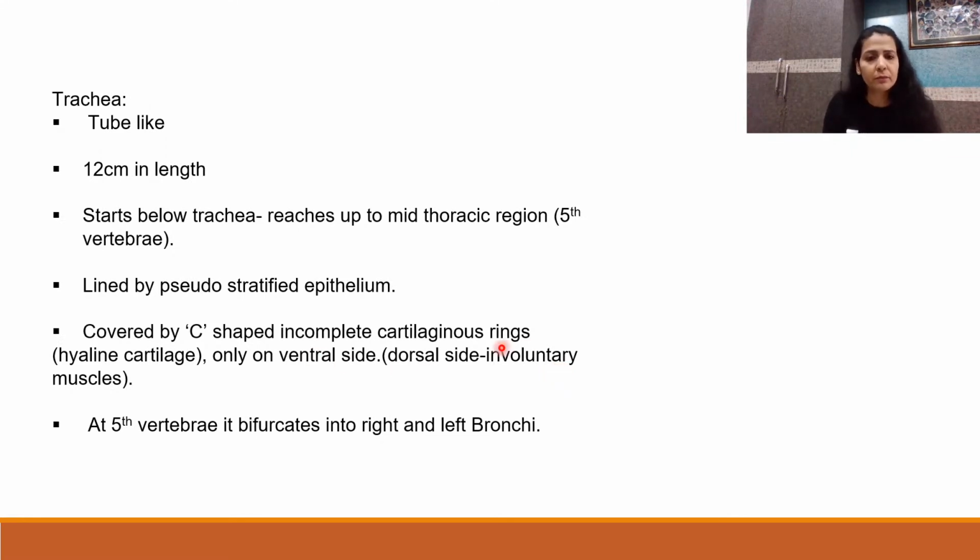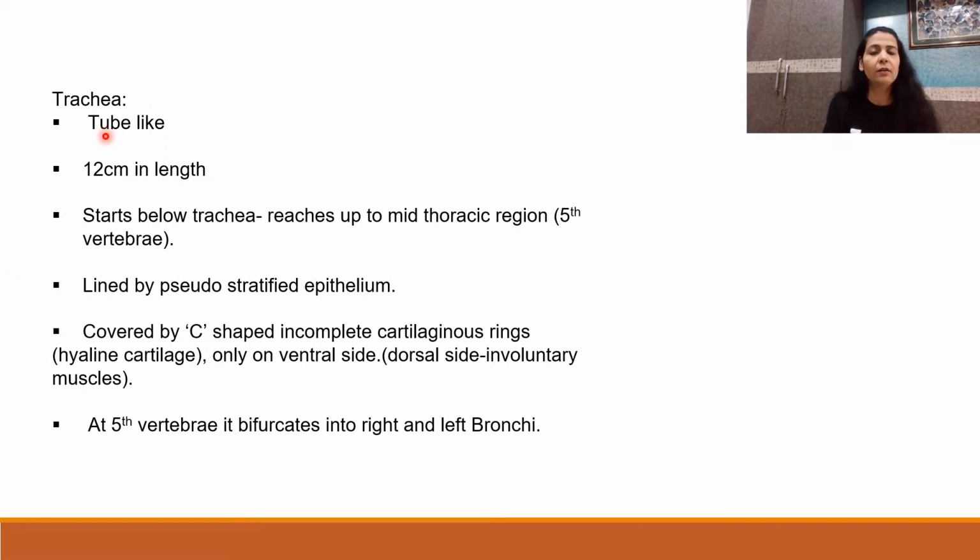All right. And on the dorsal side, there are involuntary muscles. Reason? They keep the trachea intact. In the absence of the air, the trachea might fall down. This should not happen. All right. And at the level of fifth vertebrae, it bifurcates into bronchi. So it extends from larynx to bronchi.